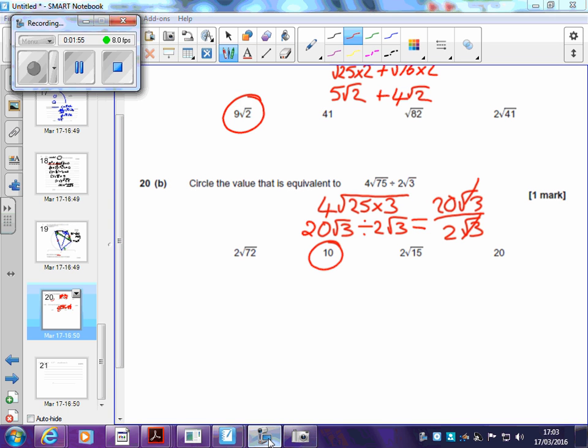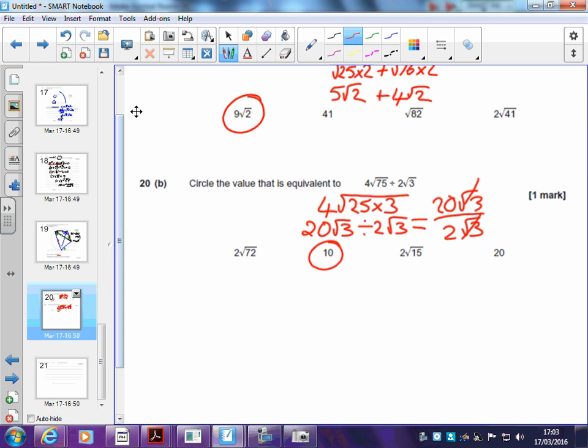And then, oh, was that it? Oh, I thought there was a part C.